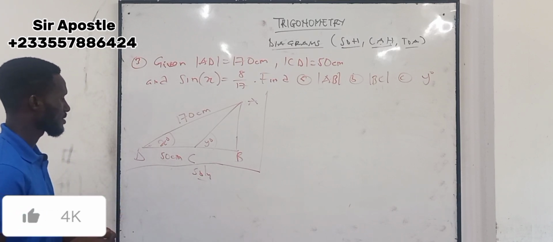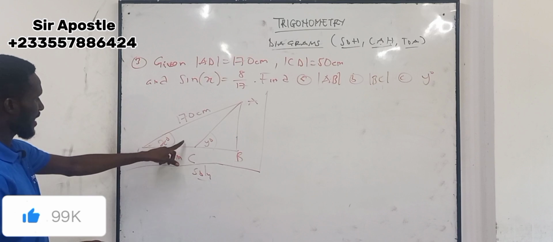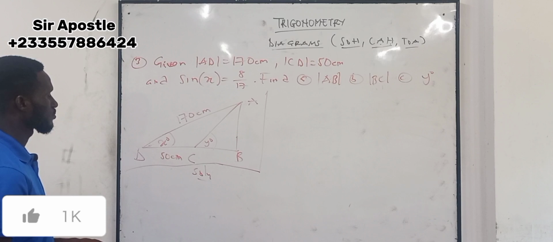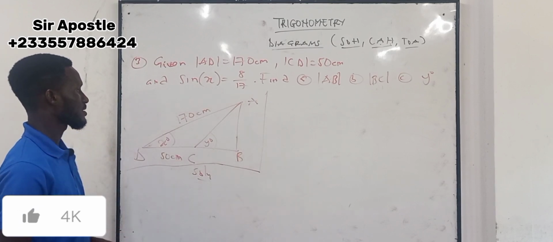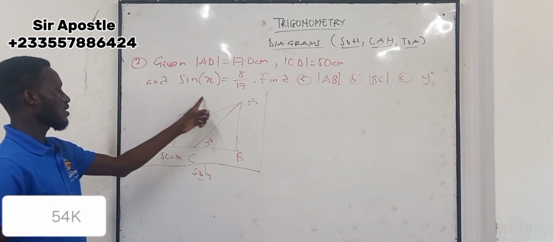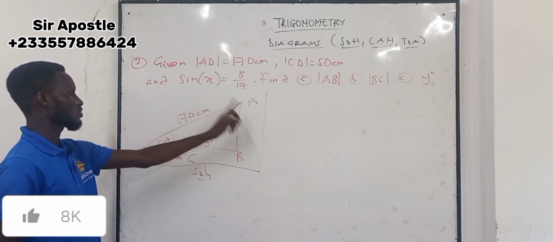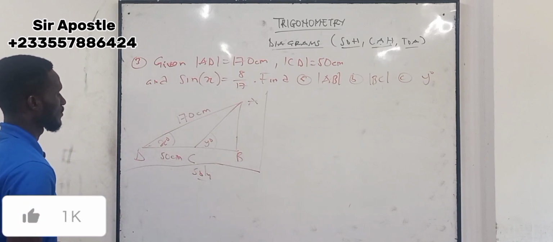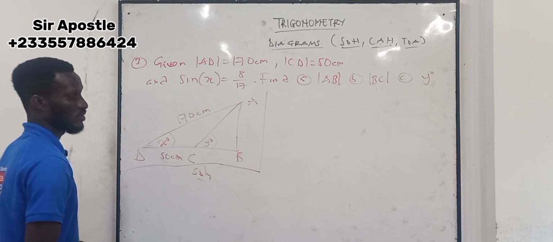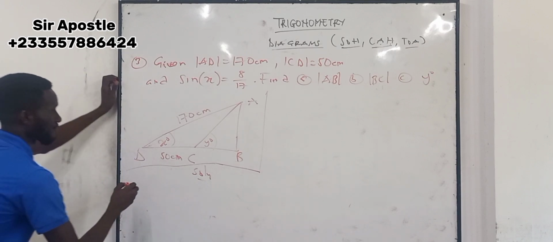So how are you going to start? Let me start with sine x. Okay, let me solve for AB first. But before that, let me solve for the angle X. I can solve for the angle X, and I'll use the angle X to solve for the AB. Okay, let's solve for AB.